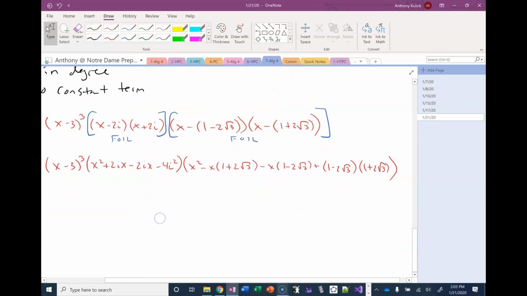Okay. So those two cancel out, and I remember that i squared is negative 1. Here I have some more multiplication to do. So I'll distribute the x's and then FOIL out the other part.